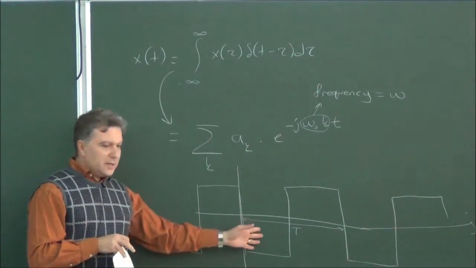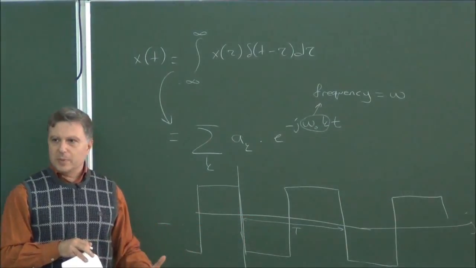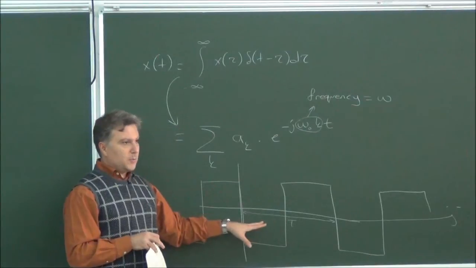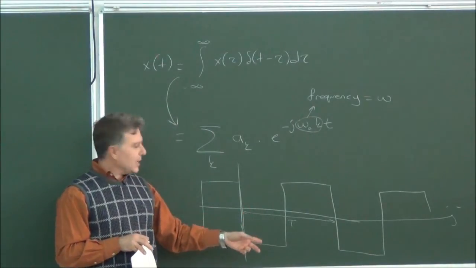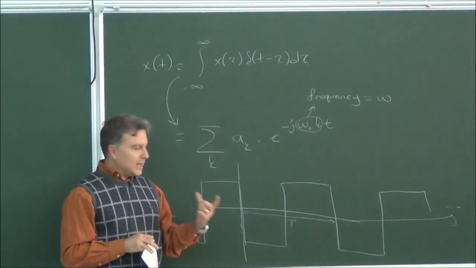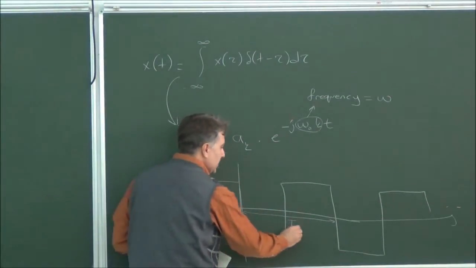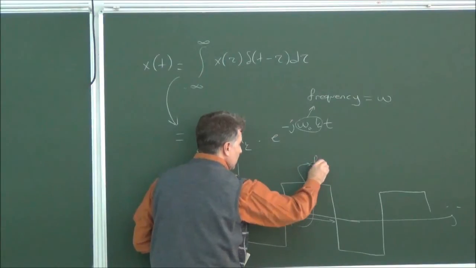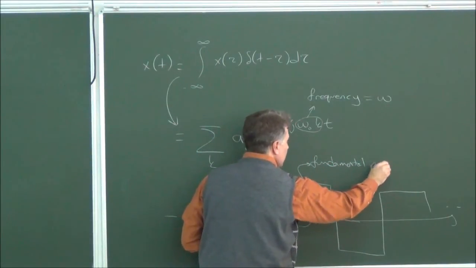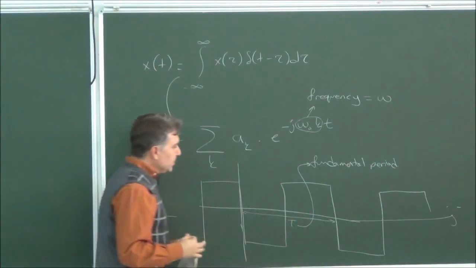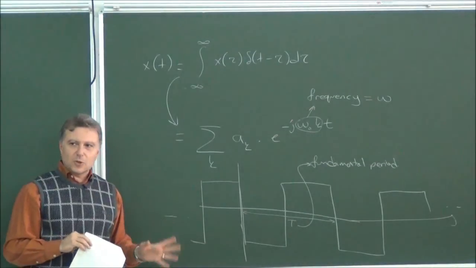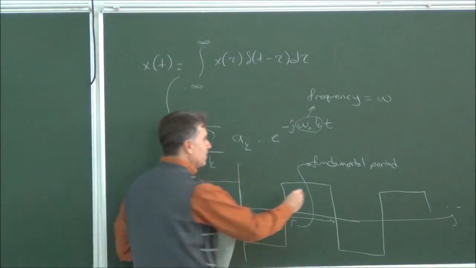This period is the fundamental period, and notice that multiples of that will also correspond to periods, like 2 times capital T will be also another period, but this is the fundamental period. And this fundamental period determines the fundamental frequency that we are talking about. So what is omega 0?